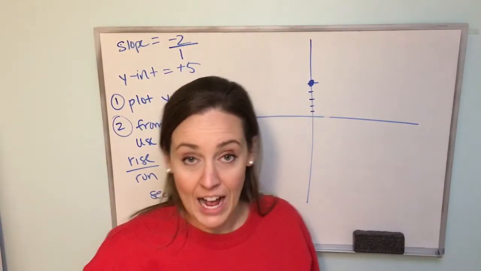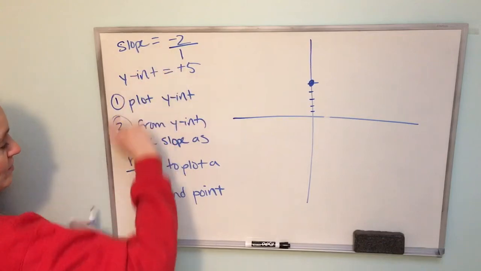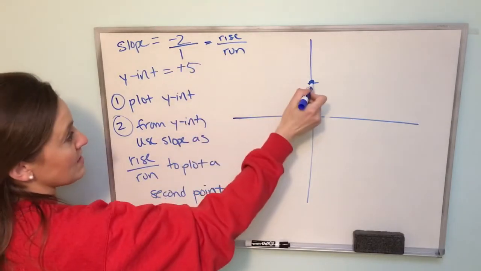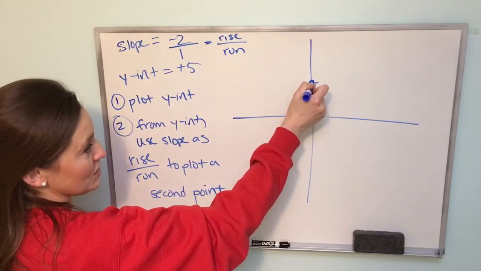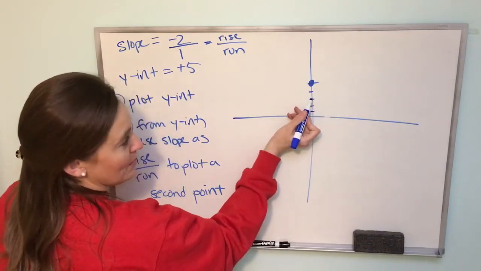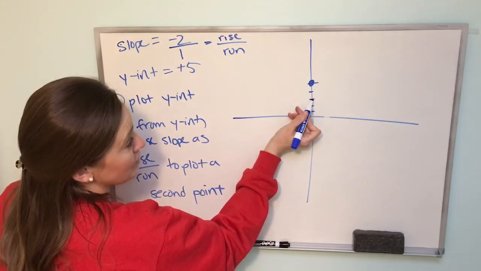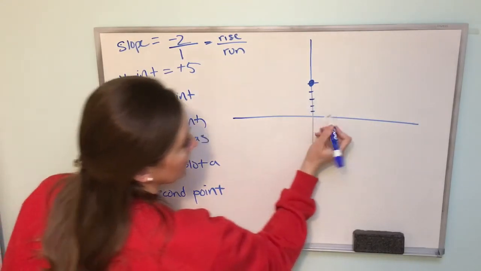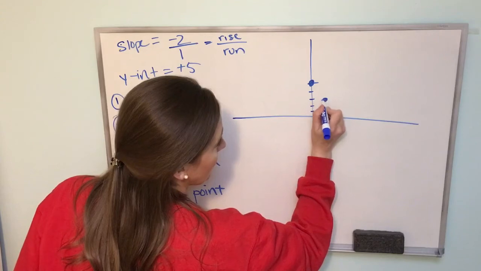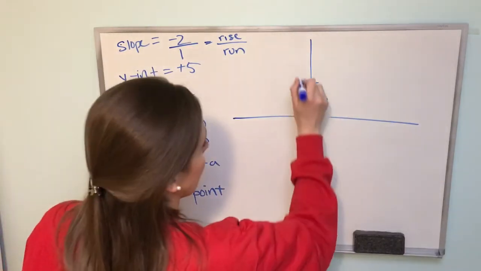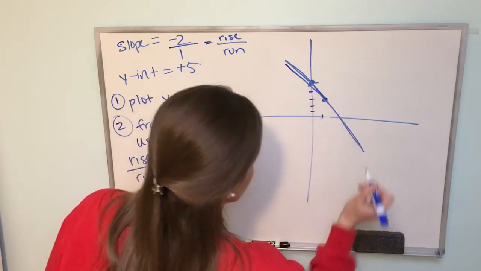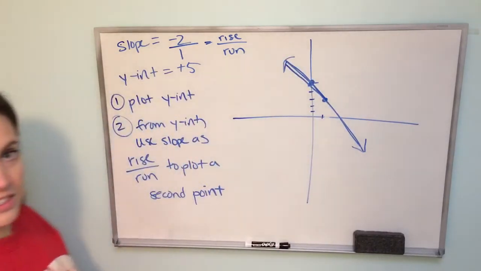Okay, so when I'm talking about the rise, which is going to be my -2, right in here, that means from this point, I need to rise -2. Well, if you're rising negative, you're going down. Okay, so I'm going to let my marker hover here. Now I have to run +1. That means from here, I'm going to go to the right one. There's my second point. Now I have enough information and I can just, that was bad connecting the dots, but in theory, just go right through the dots and there's your line. Done. That's it.